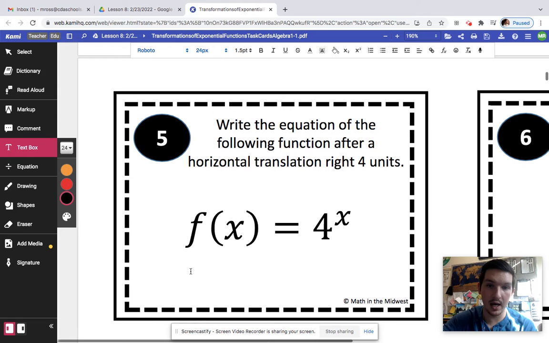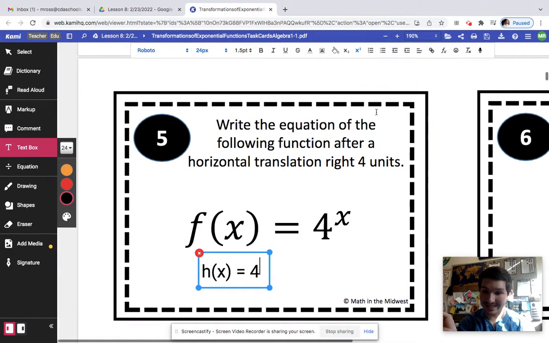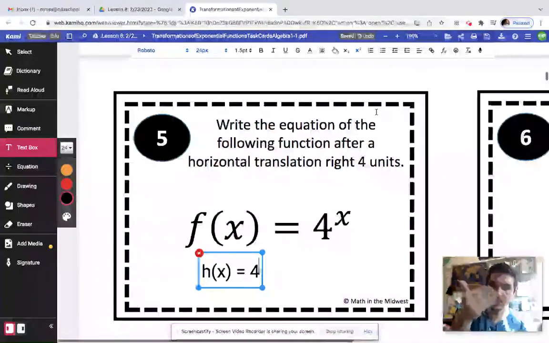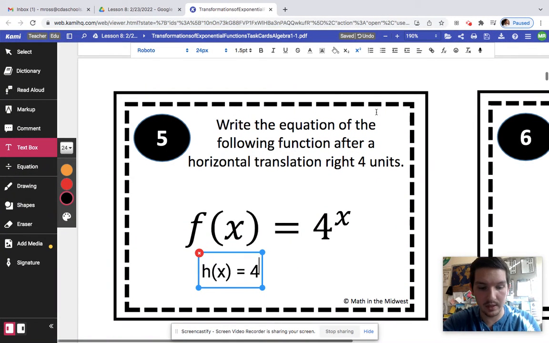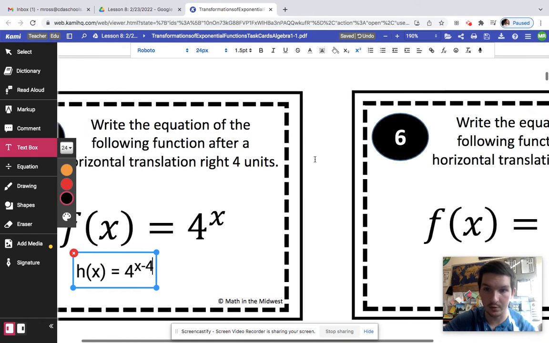So if I was going to do 5, it says write the equation of the following function after a horizontal translation, right 4 units. And so again, you can start your equation, h of x, or whatever you want to do, equals 4 to the x. Now, because we are going to go right, you have to remember, right, we think positive, but because we are actually subtracting, it's going to be written like this, x minus 4, and that's all you do. Right? That's your equation. There's nothing else we have to do. That's all you have to do for this problem.